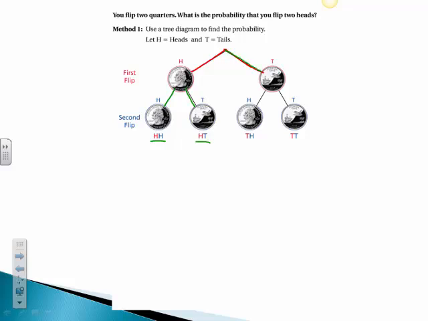Okay, what if I flipped tails first? Well, if I flipped tails first, my second flip could still be heads. So I could flip tails and then heads. Or my second flip could be tails. So that would give me tails and then tails.